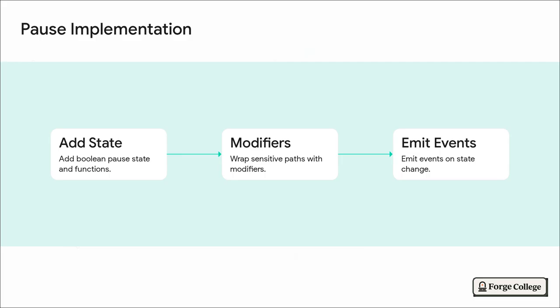Step 2, you wrap your highly sensitive code paths with modifiers. You'd apply that whenNotPaused modifier to things like token transfers or asset withdrawals, ensuring they automatically revert if the flag is ever flipped to true.